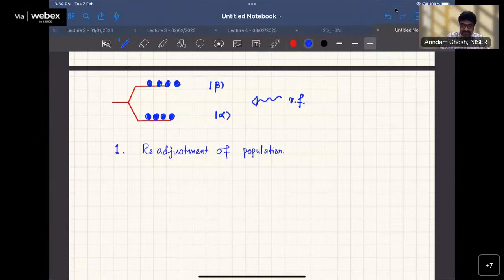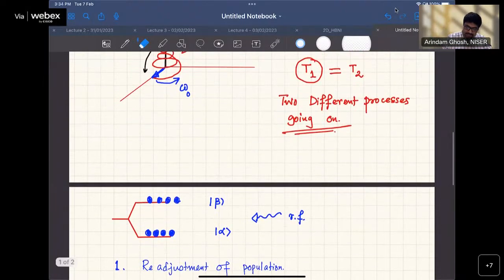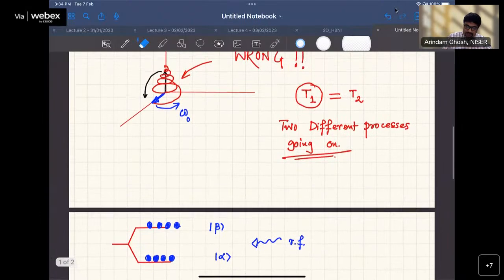So what happens is that if I just do this, that means a few are going, as we are giving energy, a few are going from alpha to beta. Actually, it is not only alpha to beta, it is alpha to beta and beta to alpha, both happen, and then it goes to a situation that has the same equilibrium, the same population.